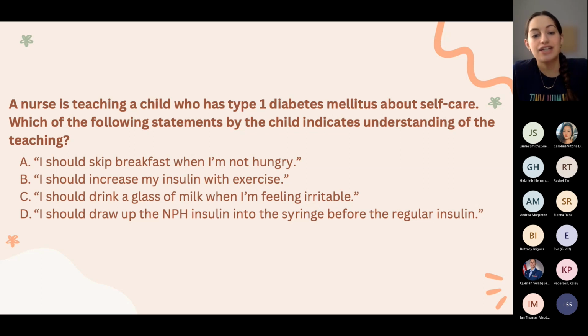Really great job, you guys. I should drink a glass of milk when I'm feeling irritable. So, irritable is going to be one of the first signs of hypoglycemia. So, they want to get their blood sugar up with that glass of milk.